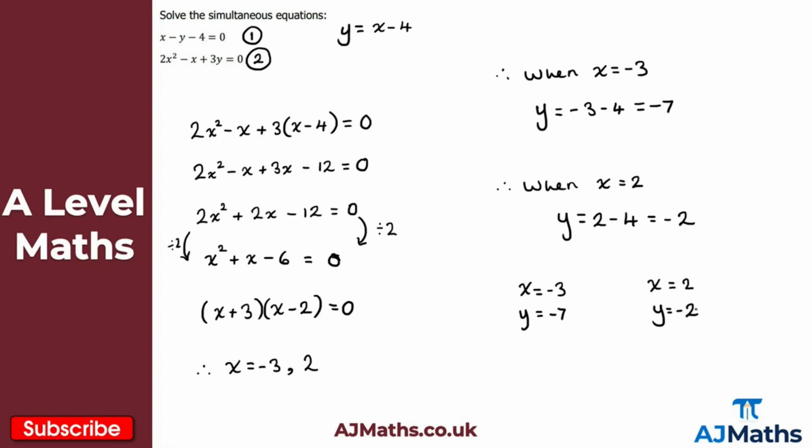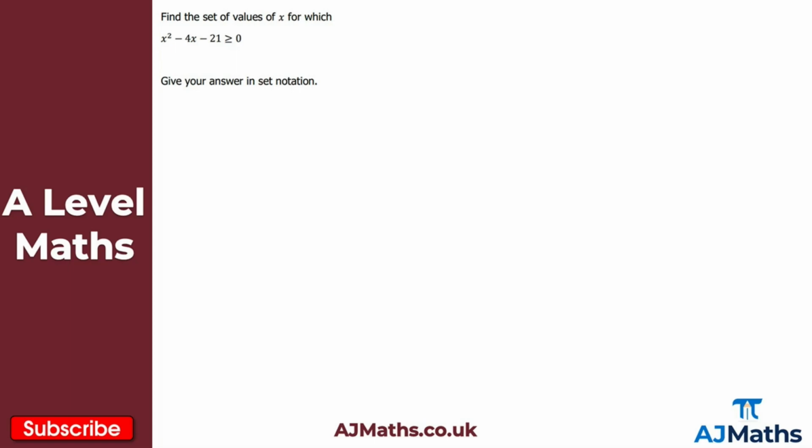Okay, and there we have it, so that's our solution to that question. Taking a look at question 2 now, we're asked to find the set of values of x for which x squared minus 4x minus 21 is greater than or equal to 0.